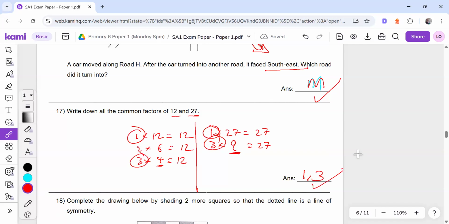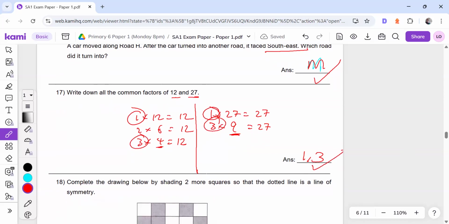The reason why you get it wrong is because you do it mentally. And that is most likely the reason. All right? So you should not do it mentally.